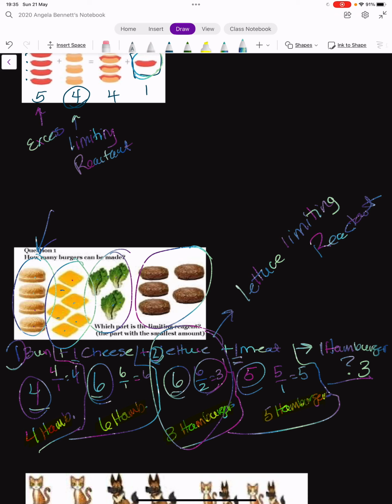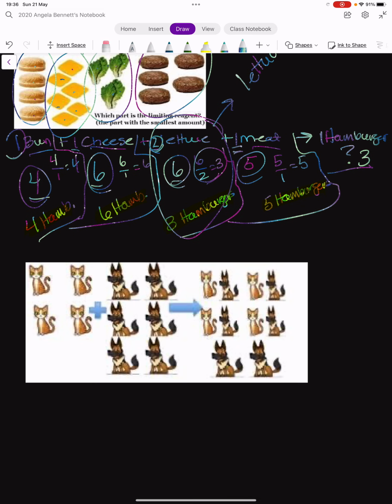All right, there we go. And then we have our bread, our cheese, and our meat, which are all 3 we have extra left over. And so those are the excess. All right. Then this is just pairing up cats and dogs, something that's not food. It's easy to do food because everybody likes that. But people like animals too.